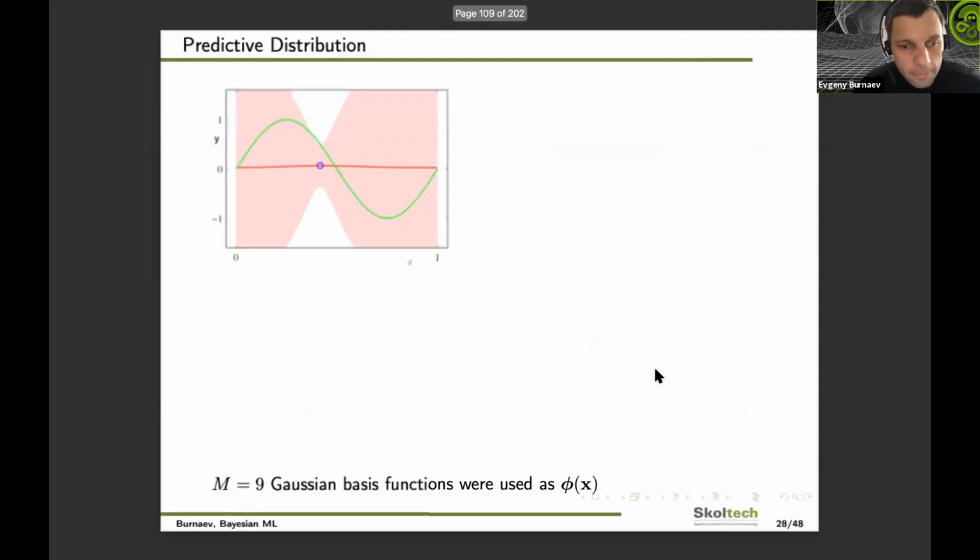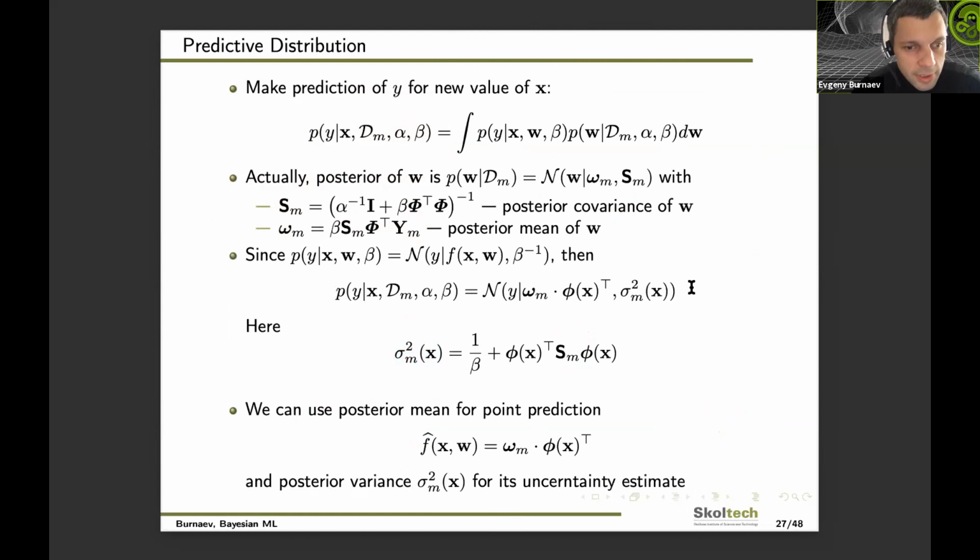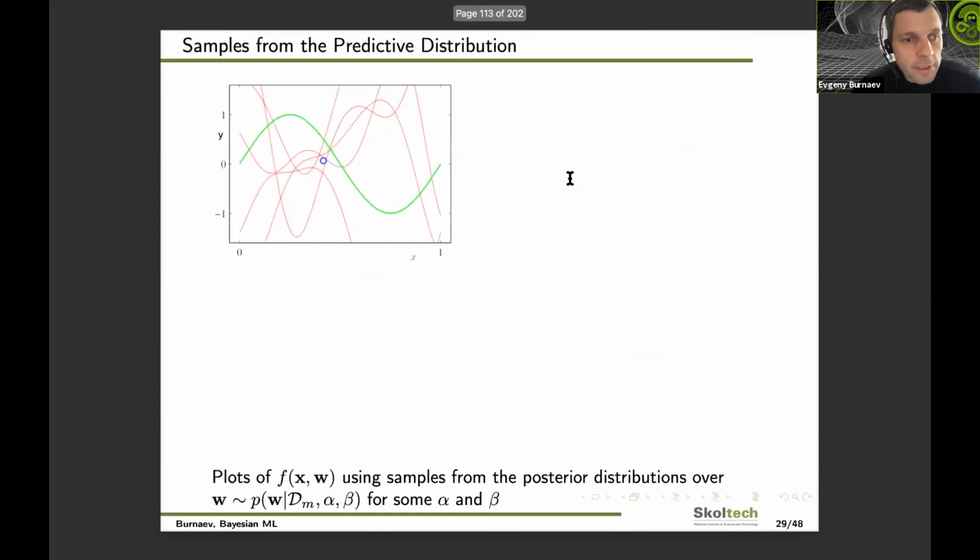Also, what we can do, because this is the predictive distribution, we can sample trajectories from this predictive distribution. We sample vector of parameters W, and with this vector of parameters W, we can sample the trajectory of the possible function, right? Let me demonstrate how it looks like.